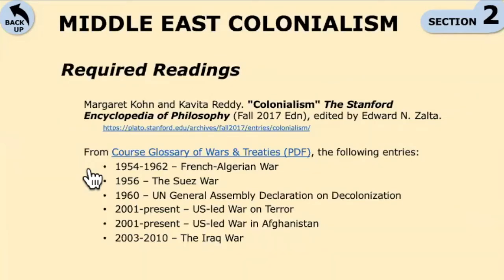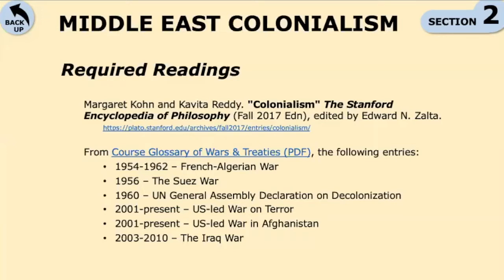As you know from your course outline, which details all the readings for each of the sections, there's just one reading for section 2. And that's the Stanford Encyclopedia of Philosophy entry on colonialism. It's an excellent article. Make sure you give it a careful read. It's the primary required reading for this section.